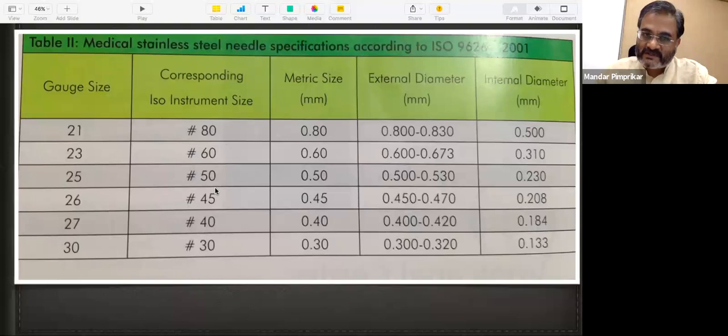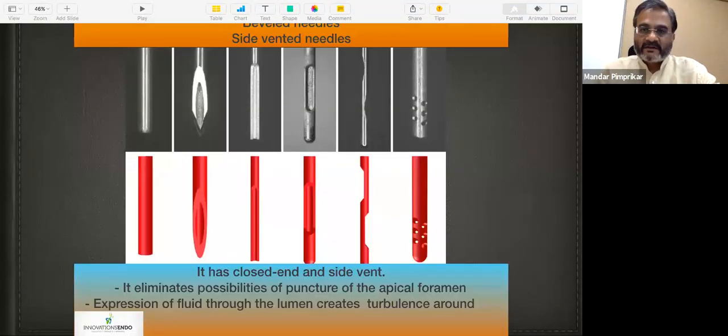Now, in which situations are we increasing it to apical diameters of 40, 45, and 50? I don't think so. The shaping has to be cleaning driven. You should be able to deposit the solution in the last 1 millimeter of your working length, and that is possible only with a 30 gauge needle. Keep it in mind. There are different types of needles also available.